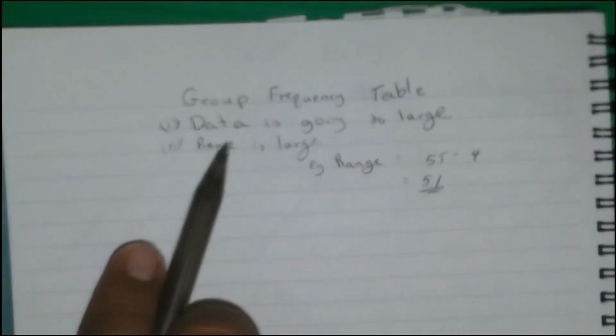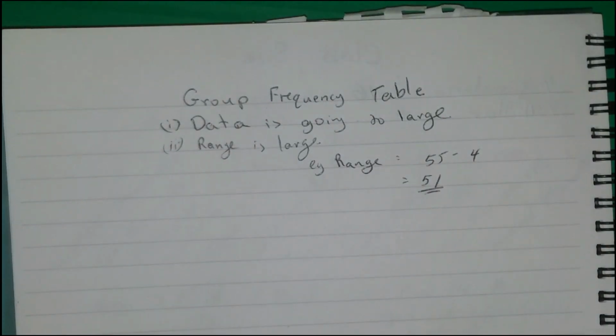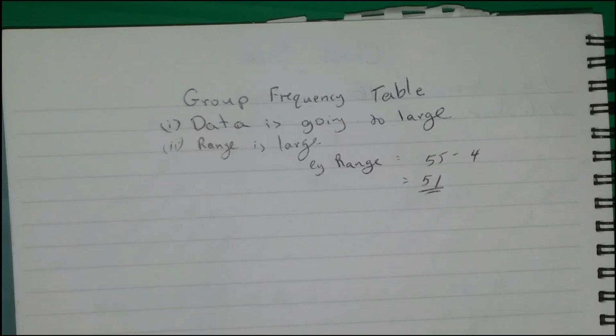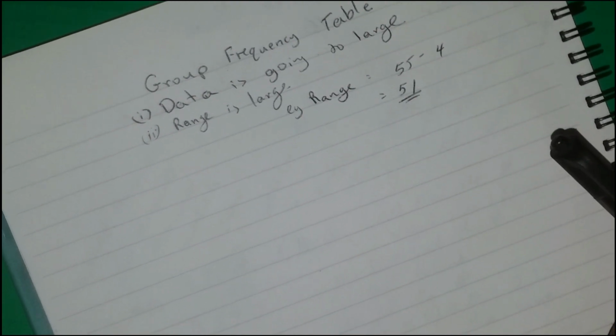Group frequency table data is going to be large. It is going to be 25 numbers, 30 numbers, 40 numbers, 60, 70, 80, 90, 120, and so on. So the amount of numbers that you have is big. The range is large. So whenever you calculate the range, you should get a number that is around 25 and over. Once you see that, then you will have to group your information. So let's quickly take a look at an example now.